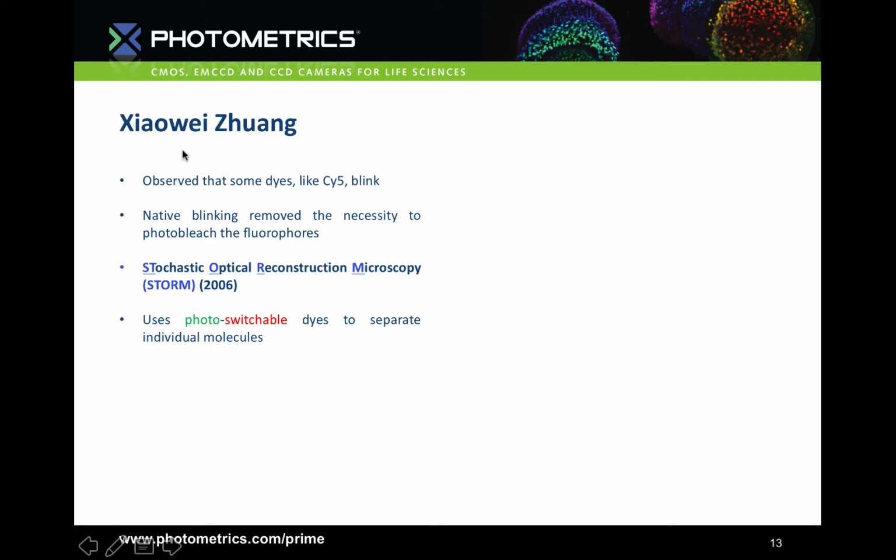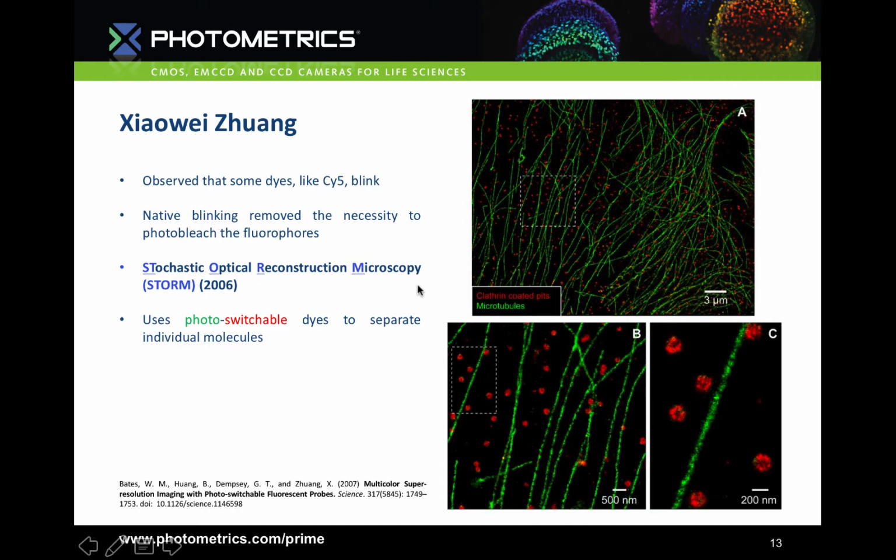Xiaowei Zhuang and her team at Harvard took a different approach to super-resolution because she noticed that some dyes, like Cy5, blink when subjected to a powerful enough laser. So she thought, why not just measure those? There's no need to bleach them because they turn on and off themselves. So she did exactly that and looked at these fluorophores and tried to figure out how to make them blink best. The idea was that if the number of fluorophores turned on is sparse enough to localize over enough frames, all of the fluorophores would have turned on at least once. By eliminating the bleaching step, STORM achieves super-resolution data faster than PALM.